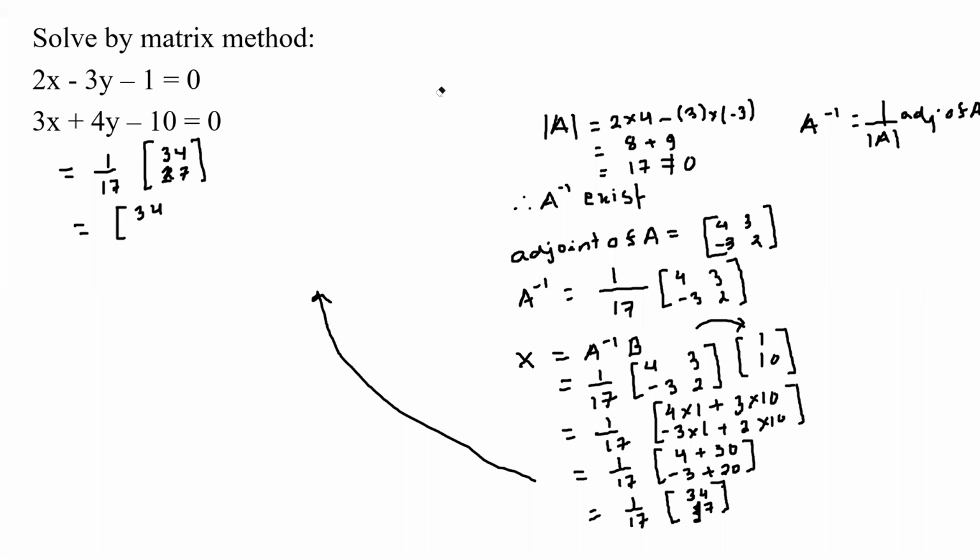So let me just divide it. If we divide this 34 by 17, we'll get 2. And if we divide 17 by 17, we'll get 1. Now from here, this is x. We know this is x, so we can simply write the variables in matrix form, x and y. Now if you look at the corresponding components, x is equal to 2 and y is equal to 1. Okay, now this is it. This is how we solve the given equation by the matrix method.